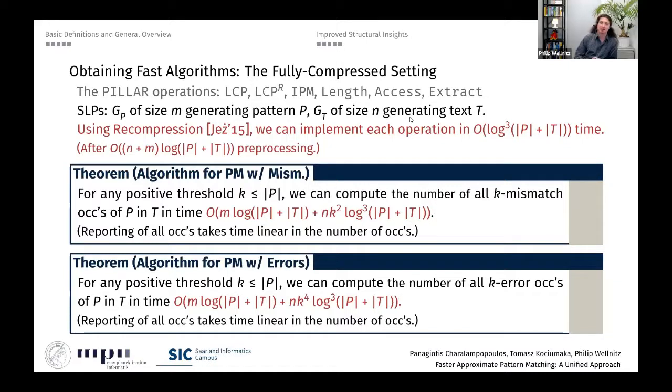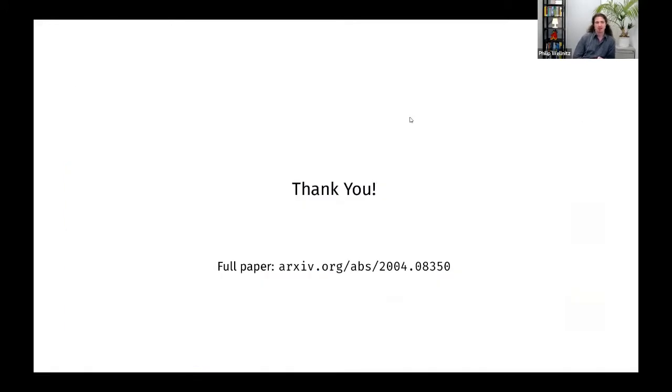Now what we can do here is use Jeż's recompression technique. Then we can implement all of these operations in log cube time in the size of the uncompressed text and pattern after some preprocessing. Plugging this into our PILLAR model algorithms, we obtain these 2 results. Just focus on the running times for now. You see that they're roughly linear in the compressed sizes. Then there are some logarithmic dependencies, and then there's a k squared and a k to the 4th. These essentially correspond to similar running times as in the uncompressed setting. Okay, that's it. Thanks for watching till the end. If you have any questions, feel free to ask.